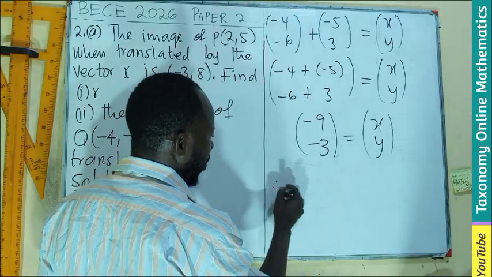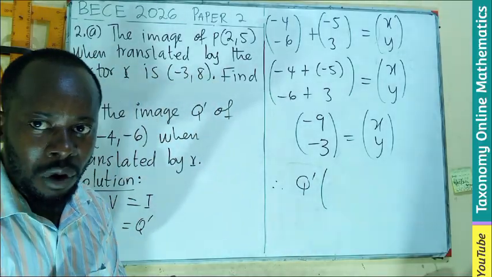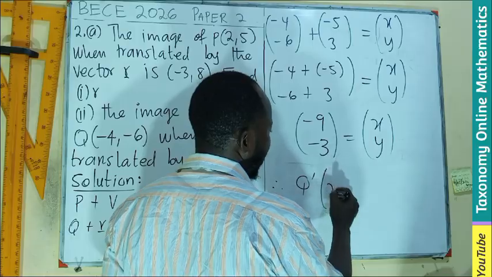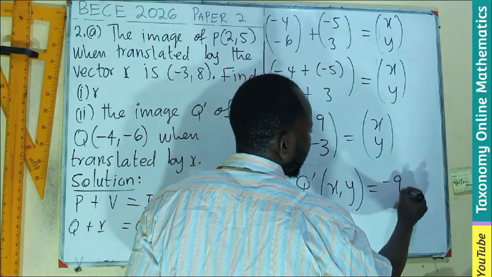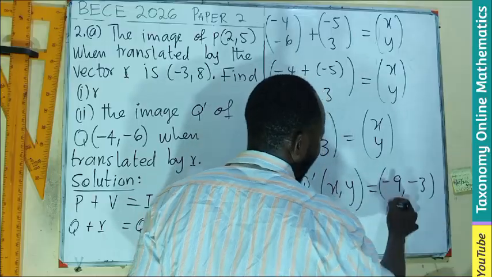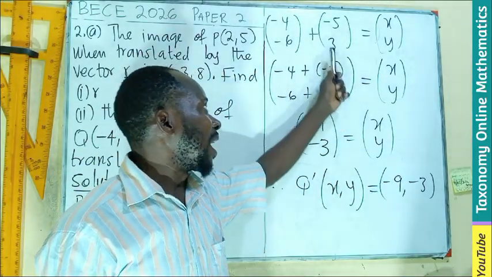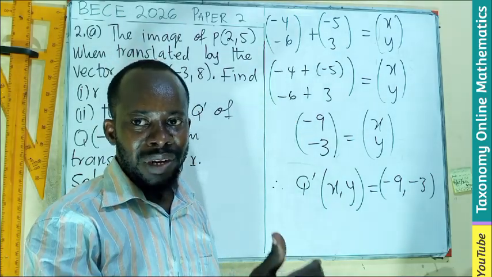Therefore, the image of Q in terms of a point will be (x, y) equals (-9, -3). That is the value we are going to have. This is the image when the vector translates the point to give us this. I'm sure we are on the same page.